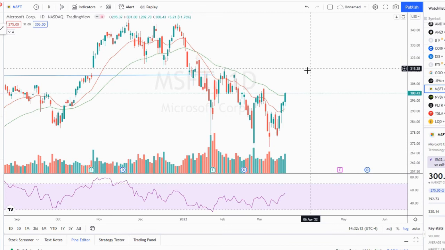Microsoft looking a little bit healthier, breaking through the 50 EMA just by a little bit. So again, will it continue? Will it not? Microsoft is one of the most stable stocks out there in the market. It's one of the best stocks out there because it's backed up by one of the best businesses in the world, if not the best business in the world.